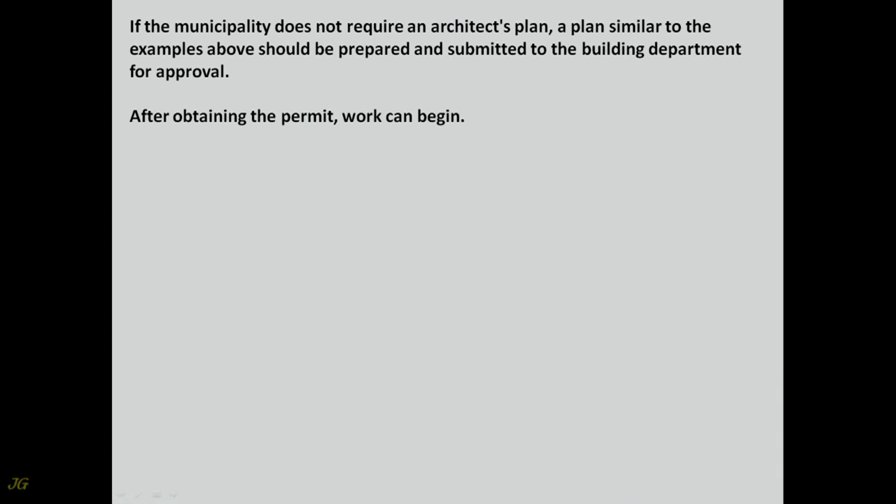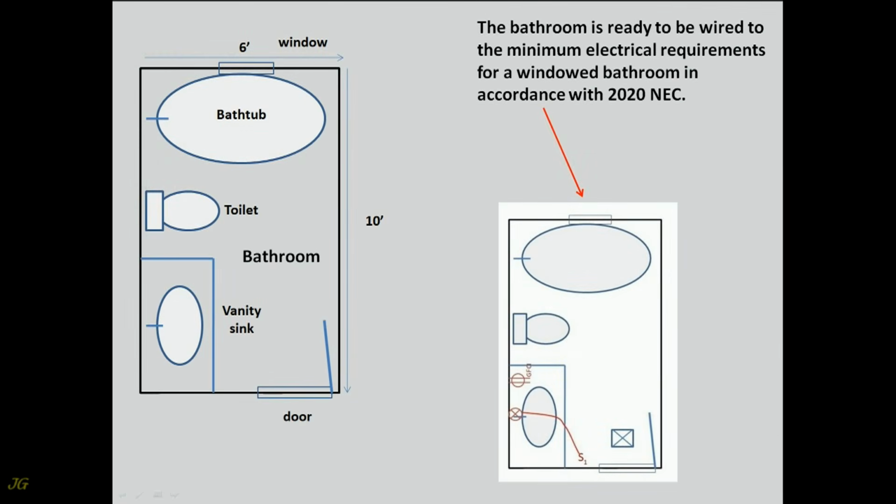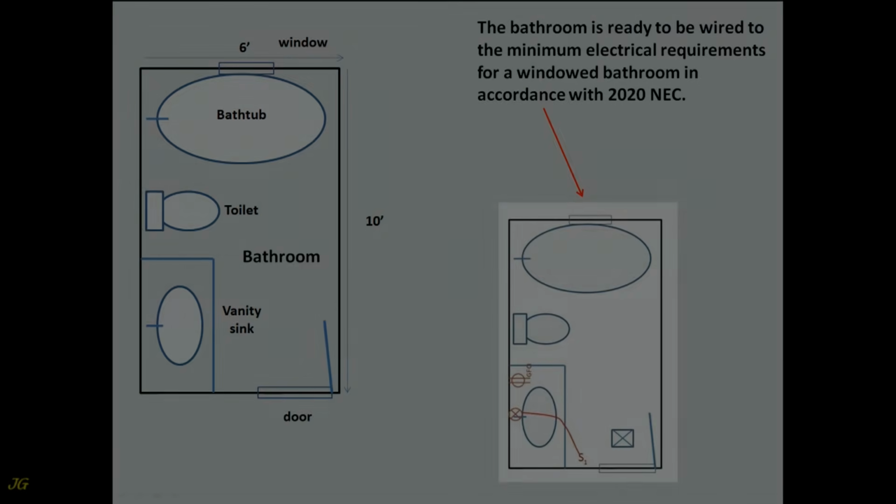After obtaining the permit, work can begin. The bathroom wiring shown in this video will be based on the bathroom layout examples shown in the plan examples provided. The bathroom is ready to be wired to the minimum electrical requirements for a windowed bathroom in accordance with the 2020 NEC. Wiring.